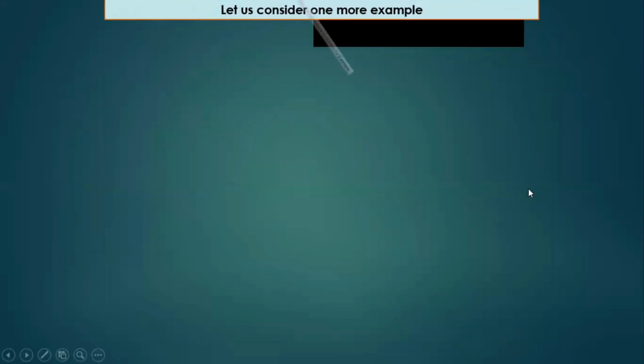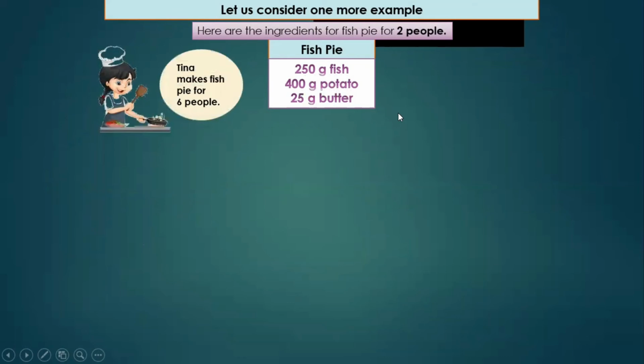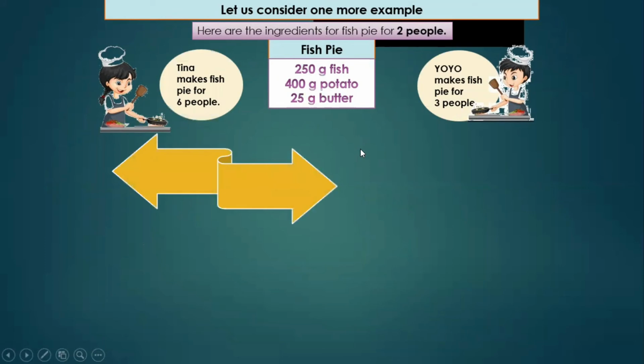Here is an example. There are ingredients for fish pie for 2 people. We need 250 grams of fish, 400 grams of potato, and 25 grams of butter. Tina makes fish pie for 6 people, and Yo-Yo makes fish pie for 3 people. So how will they find out? If Tina has to make for 6 people, 2 multiplied by what gives 6? 3 times. So each ingredient is to be multiplied by 3.